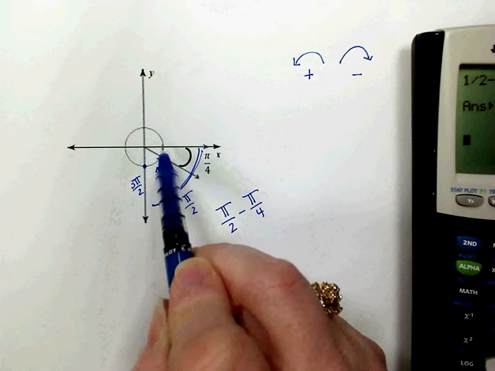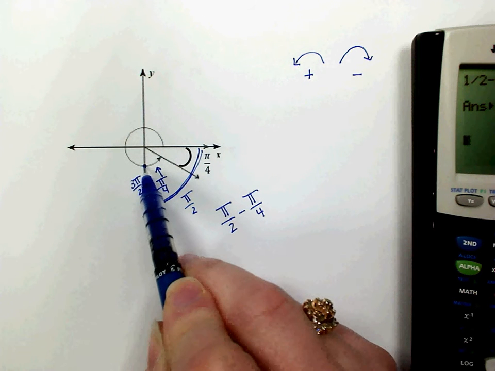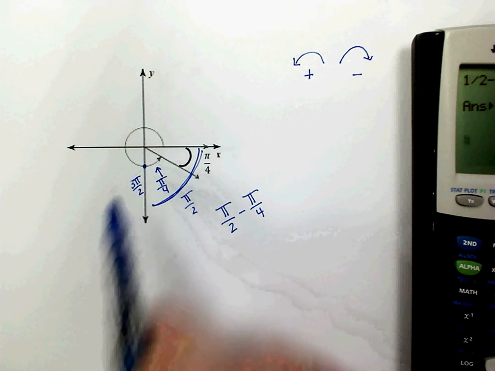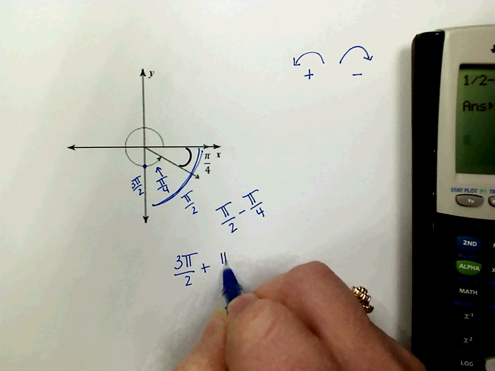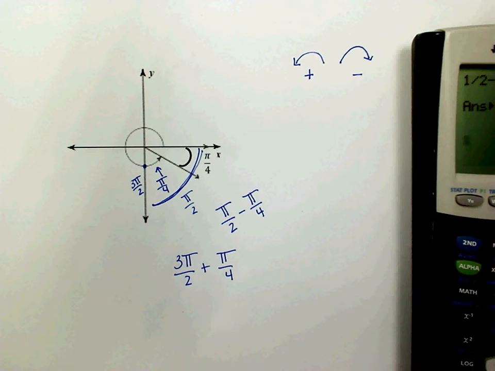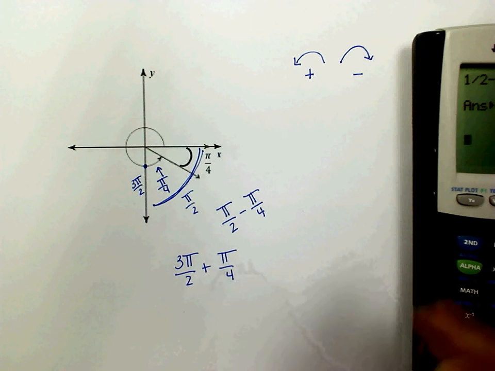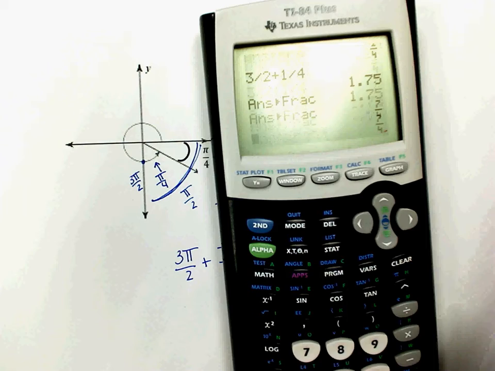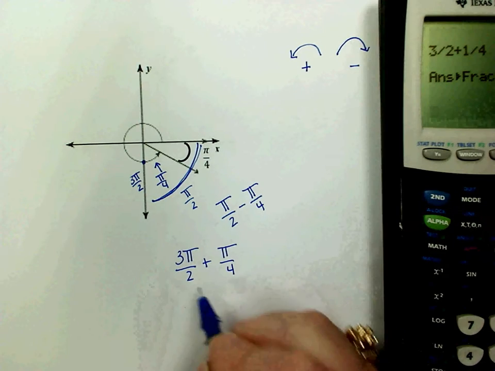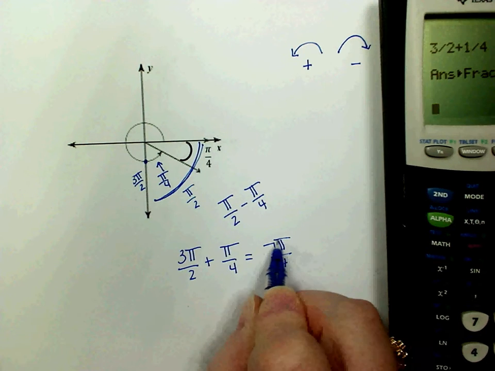So now to get this full revolution, I want the 3 pi over 2 for the 270 degrees, plus the pi over 4 section that we just found right here. So you have 3 pi over 2 plus pi over 4. Again, you're just entering the fraction parts without the pi. So this would be 3/2 plus 1/4. So we will do 3/2 plus 1/4 and change that to a fraction when we get a decimal, and we get 7/4. So that is 7/4 pi, or 7 pi over 4 radians.